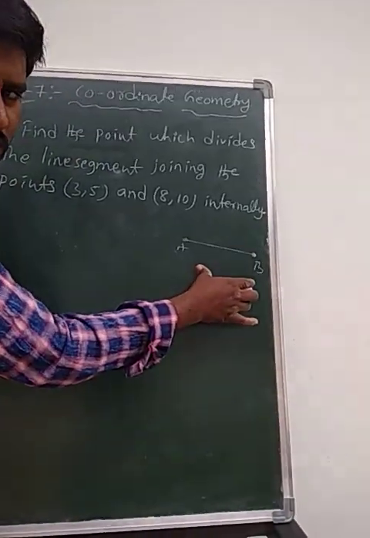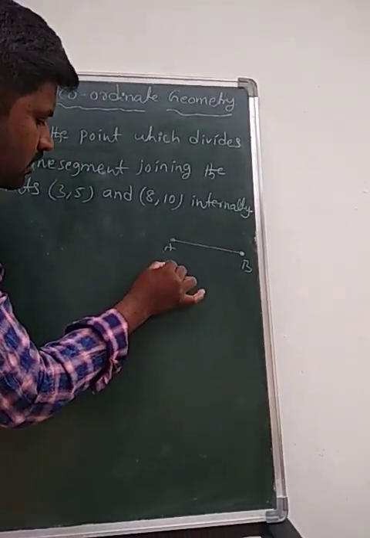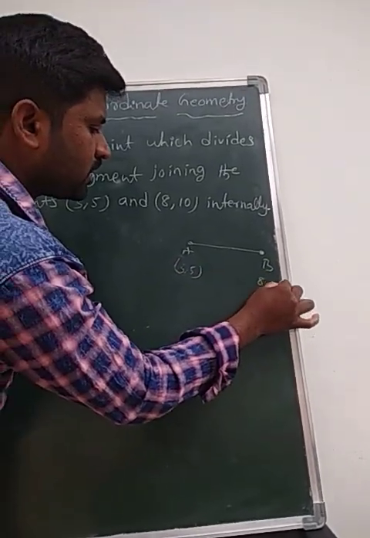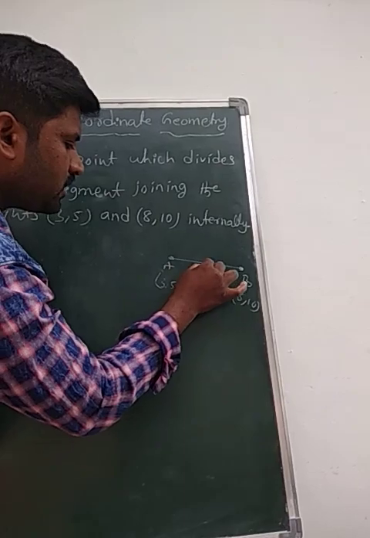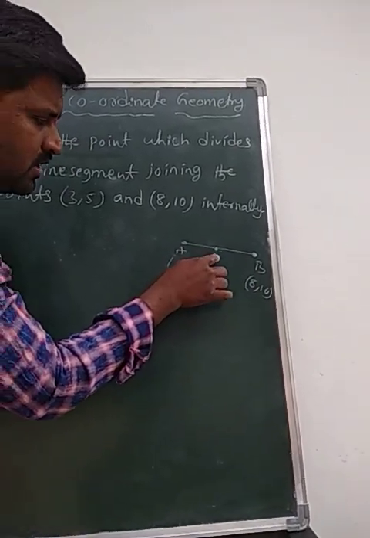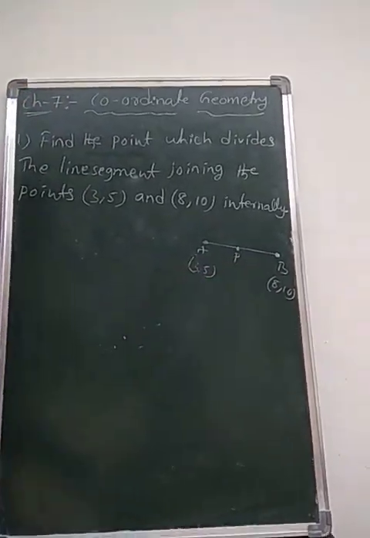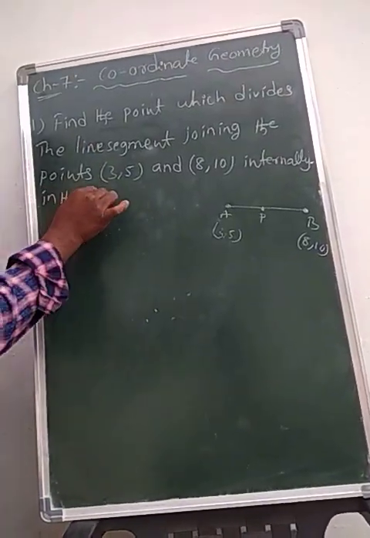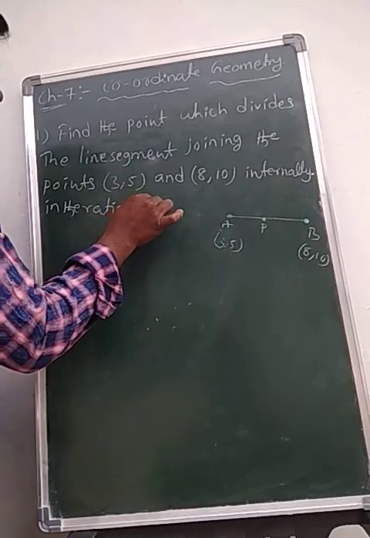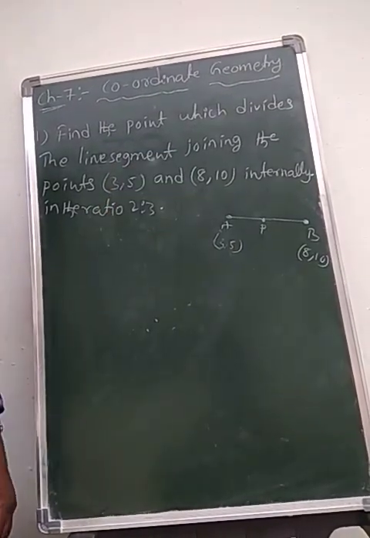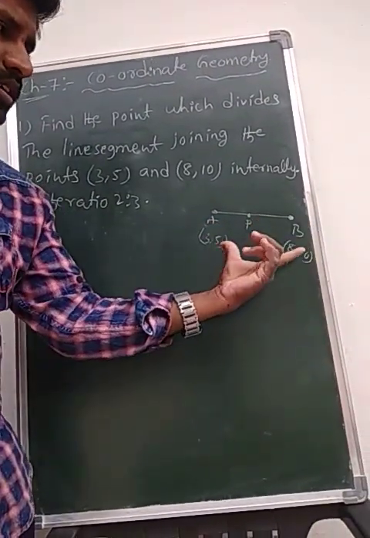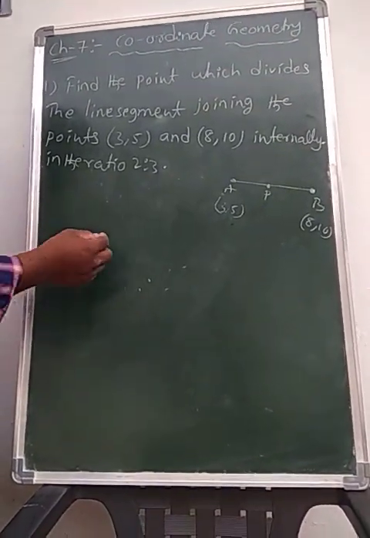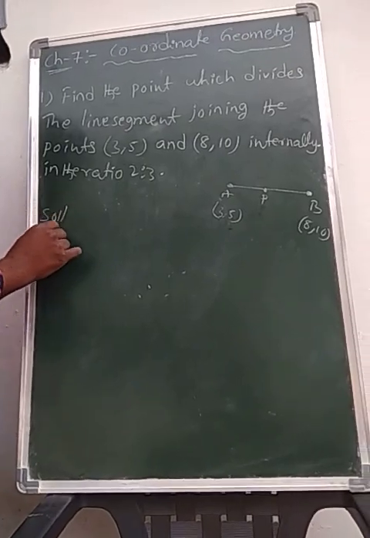So AB is a line segment, A(3, 5), B(8, 10). A point P divides the line segment in the ratio 2:3. Okay, students. Now see its solution.